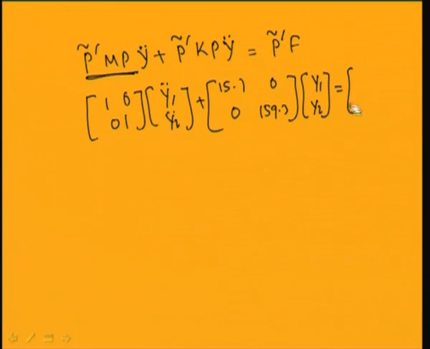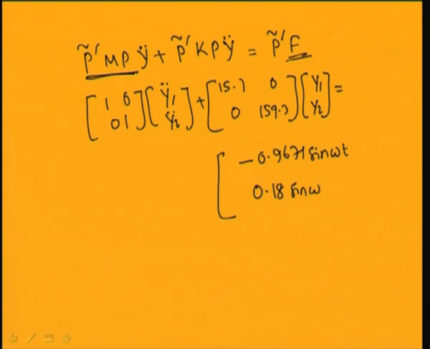So, if I multiply this, this becomes minus 0.9671 sin omega t. I have taken F equal to 1. So, this is the F vector, minus 0.9671 F sin omega t, and this becomes 0.18 sin omega t. So, you can obtain two uncoupled equations.